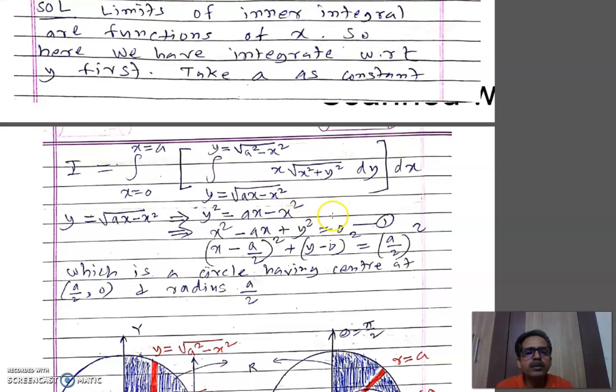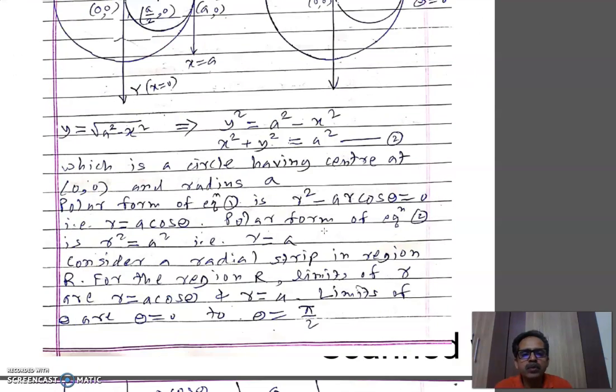This equation 1 represents a circle. Let's convert this equation of the circle into polar form. So we are using the standard equation. We can get the left hand side as r square minus r a cos theta equals 0, from which we can get r equal to a cos theta.